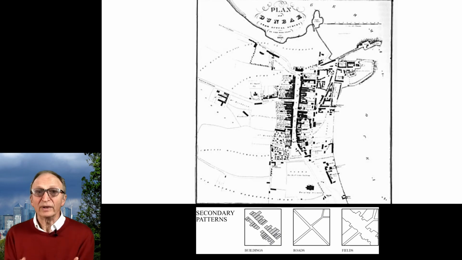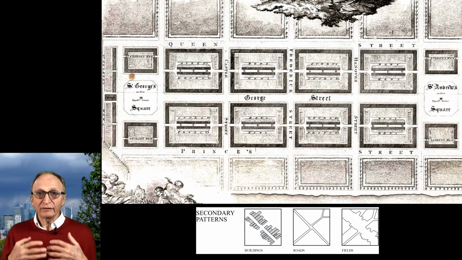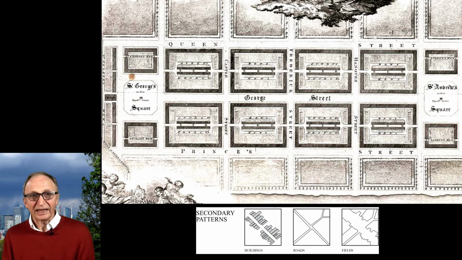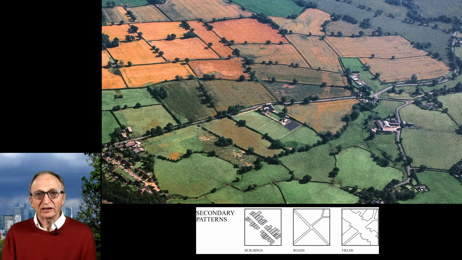Secondary or human patterns are found in both urban and rural landscapes. They result from the behaviour of humans, who adapt places to satisfy needs for food, shelter, transport, comfort and security.